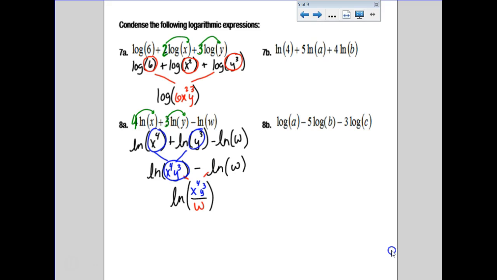So remember, any log that's being subtracted means that's part of the denominator of your fraction. I'm just looking ahead to 8b. How many things are going to be in your denominator? 2 things. So watch out for that one. Alrighty. Questions so far?